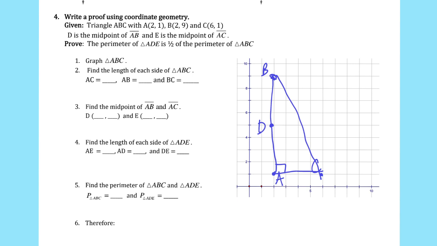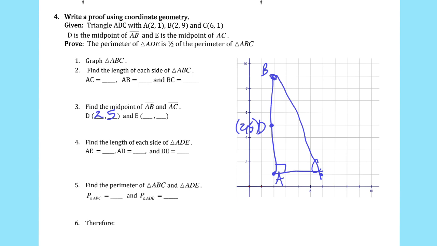So the midpoint of AB is going to be over 2 and up 5. So 2, 5. This is 2, 5. Okay. And it's going to ask us to find the length of each side in a second.